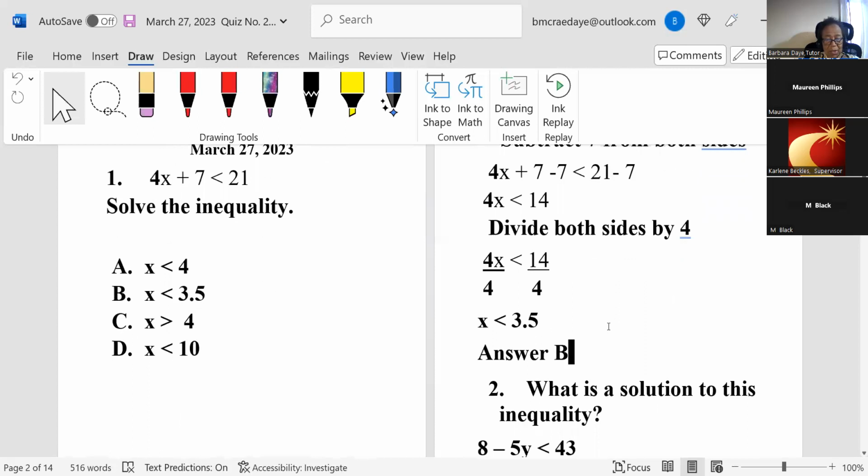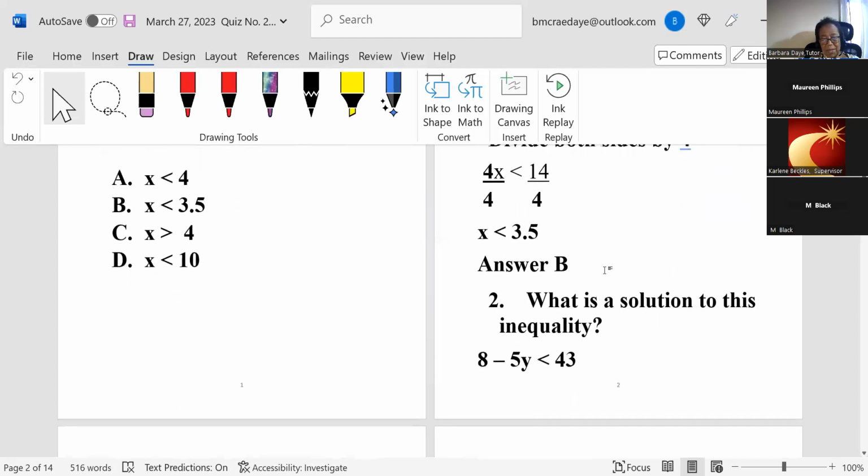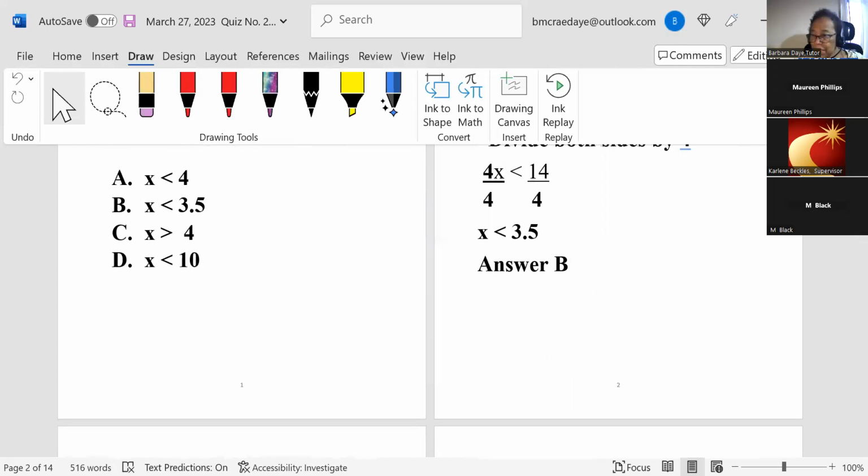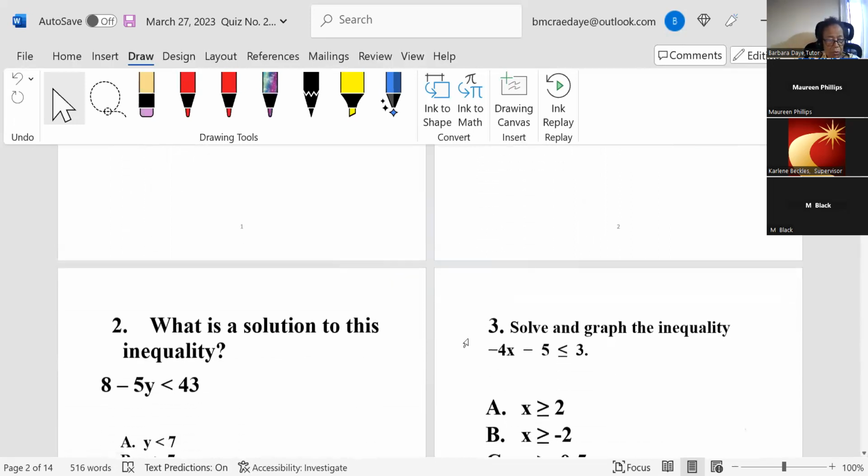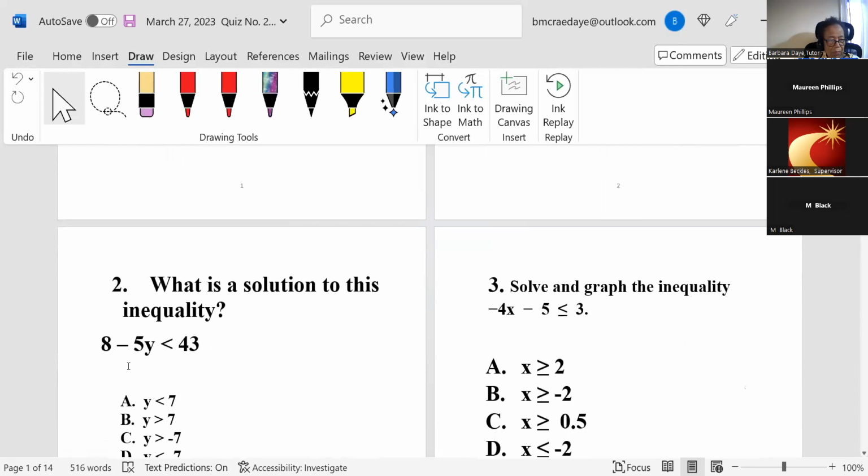No questions on number 1? No, miss. All right, let's go to number 2. Let's see, how did you do on number 2? I subtract 5 from both sides. Well, you both have that one correct. But tell me what you did, Maureen. Just tell me what you did on number 2. I subtract 5 from both sides.